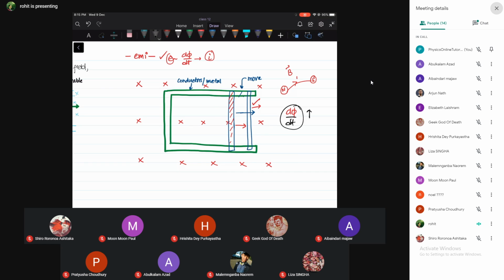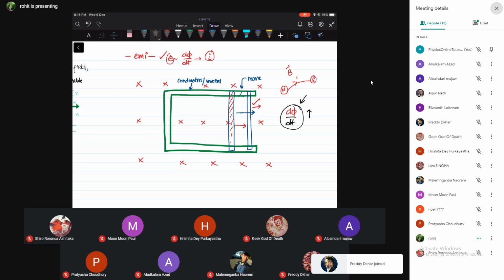And whenever there's a rate of change of flux, if I have a conductor in that region where there's a change of flux, what is going to happen? Induced EMF will be produced in the coil. So right now I'm talking about that, okay? I've moved this portion of this coil and that has resulted in the change of magnetic flux. And because of this change of magnetic flux, induced EMF will be produced in this rectangular coil, okay?